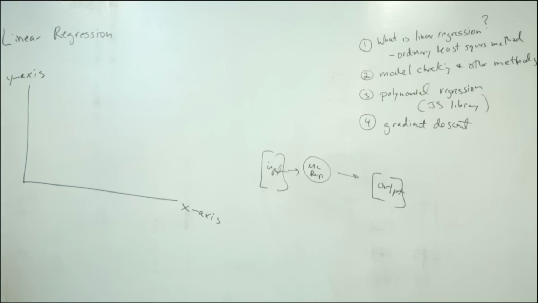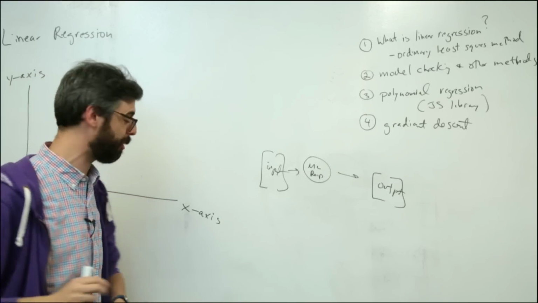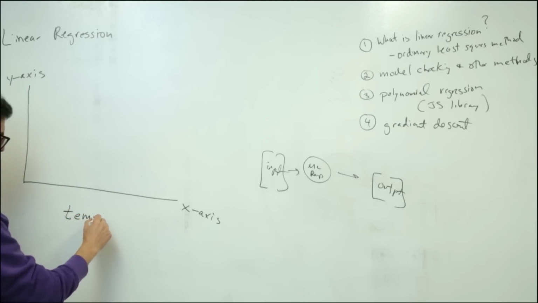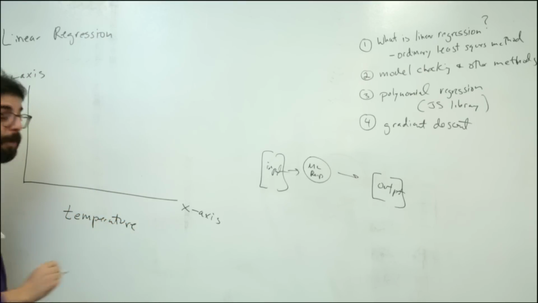So maybe we look at something, as was just suggested to me in the live chat, that the x-axis represents temperature, the y-axis represents ice cream sales.